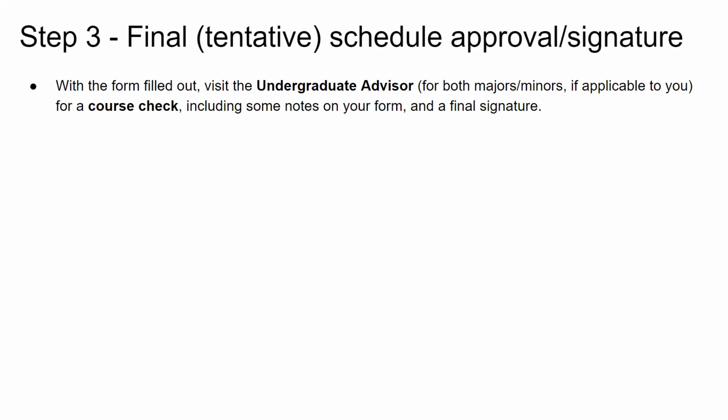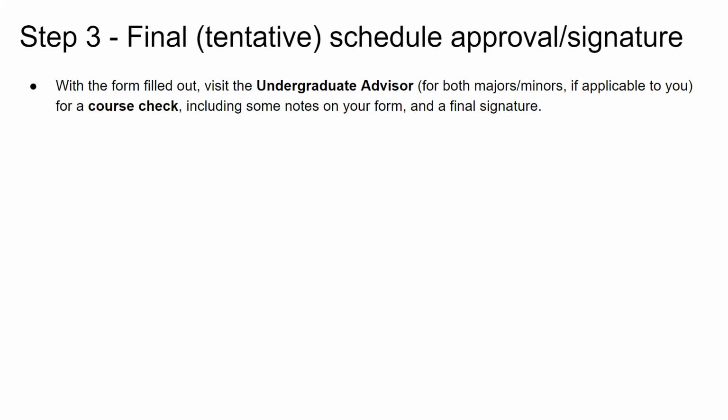But this is why we like to say it's a tentative schedule that you're making and ideas for, but it's like our final chance to kind of check in with you before you plan to go abroad. So that's kind of what we say, final but tentative. So with your form filled out, you're going to visit the undergraduate advisor. Definitely for global studies, if you're a global studies major, if you have a second major, they do recommend, I think even possibly require, that you get a signature from your second major as well. If you are doing a minor, probably not a bad idea to check in with them.